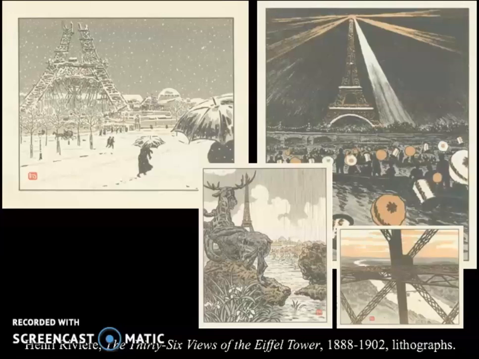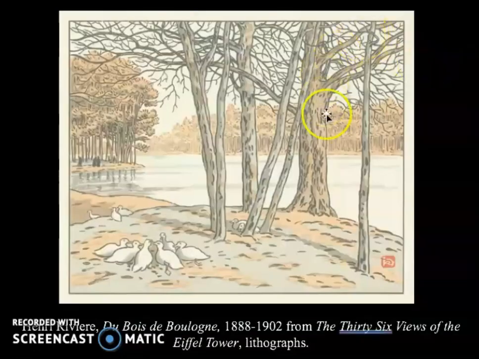Right away, you're also going to see inspiration from Hokusai's work in a French printmaker, Henri Riviere, who's going to create 36 views of the Eiffel Tower, which are just as interesting in many ways as 36 views of Mount Fuji, in that he doesn't always represent the Eiffel Tower as a focal point, even though it's sort of the main focus. So here are some examples. I even like this one, where you can see the Eiffel Tower here in the background, but it's not the focal point of his imagery.